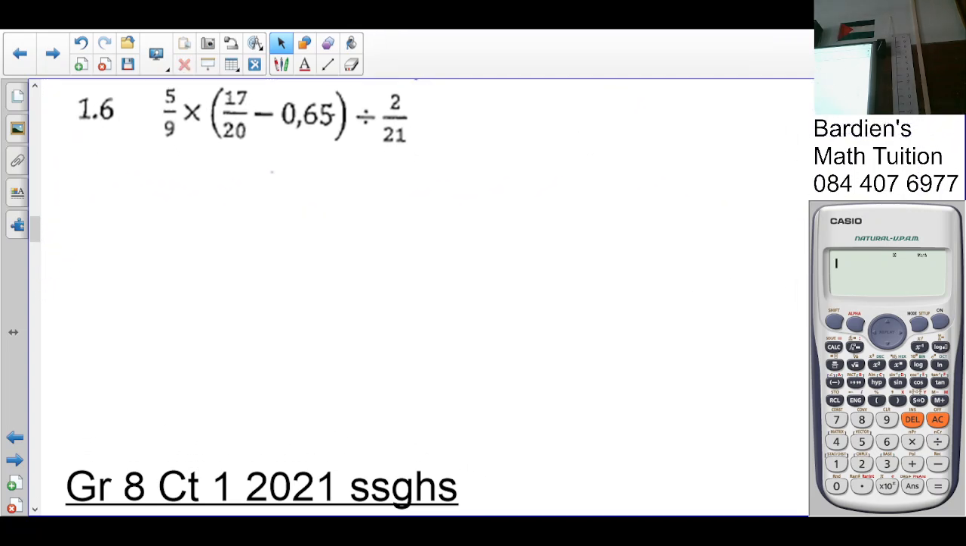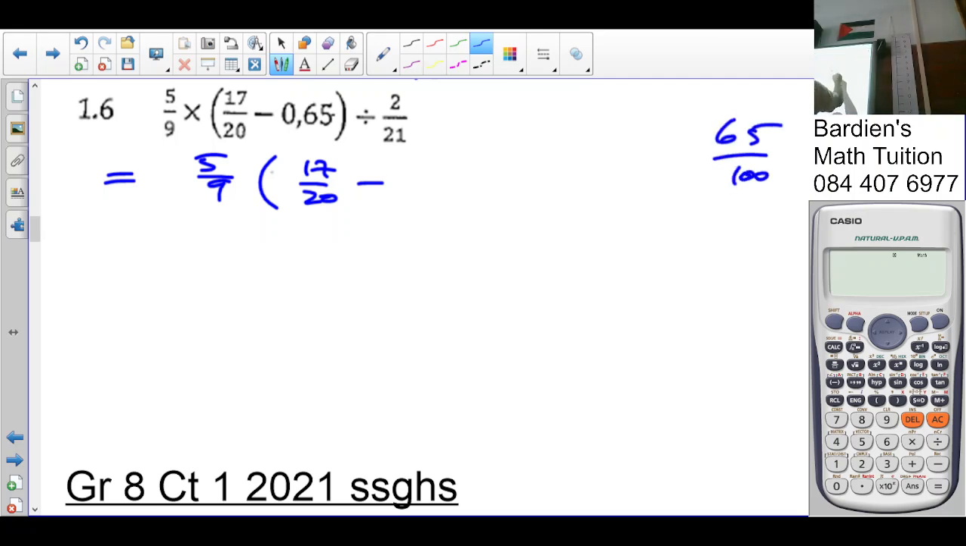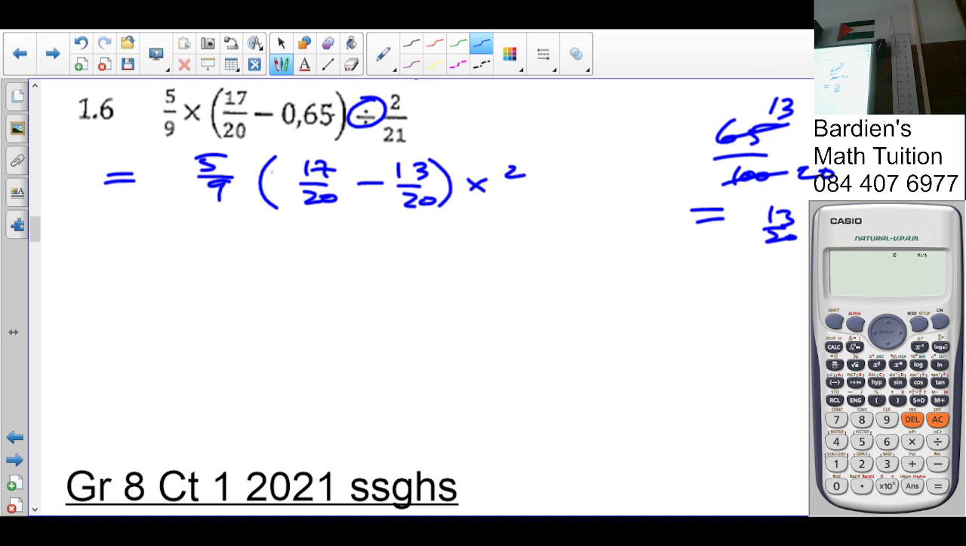Alright, 1.6. What needs to be done first? The brackets. Okay, so you got 5 over 9 into 17 over 20 minus. Now 0.65, yeah, that's right. 0.65 can be written as 65 over 100. So 5 goes into 65 13 times, 5 goes into 100 20 times. So it's going to be 13 over 20. People, you guys understand? Alright, so there's going to be 13 over 20 divided by, but this can change to multiplication, not so? Multiply by 21 over 2.